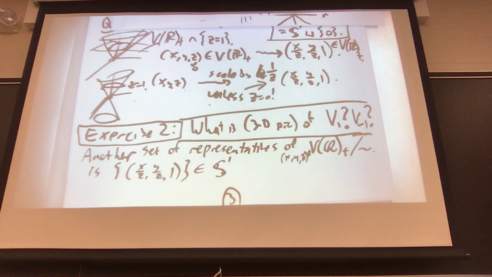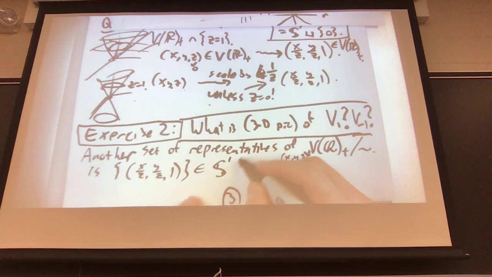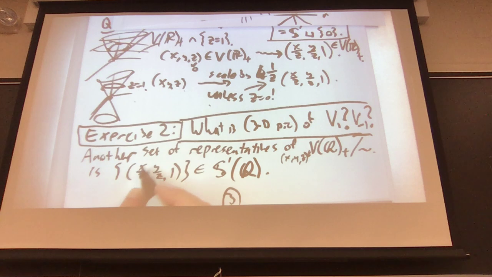We've parametrized. So, what's x over z if x and z are both rational? Rational. These are rational, and this is rational. Y over z and x over z are both rational.